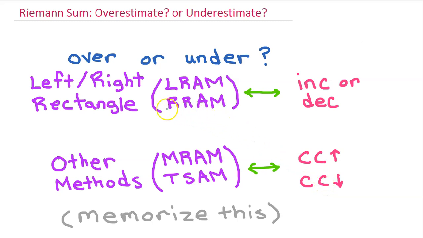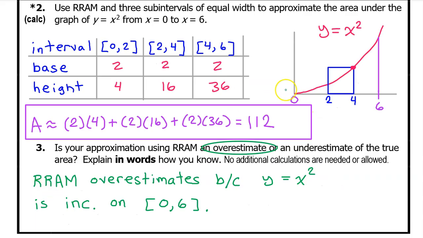In this case, we are working with RRAM, so we will overestimate or underestimate depending on whether the curve is increasing or decreasing. Y equals x squared is increasing on the interval from 0 to 6. So we say RRAM overestimates because y equals x squared is increasing on the interval from 0 to 6.